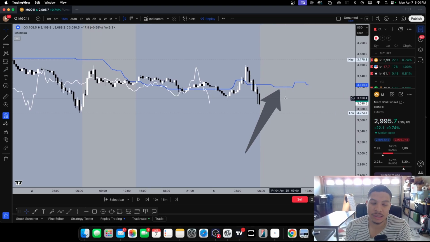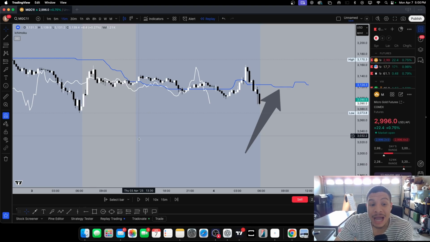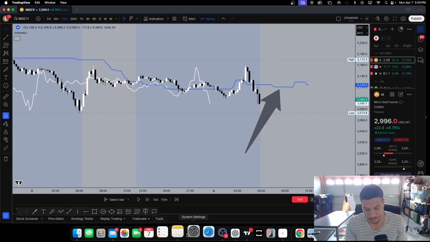This blue line is essentially the average of price, but over a 52 period time frame, right? I believe it's 52 periods. Lead span B, yeah, it's 52 periods. So it's 15 times 52. Let's do that math real quick. 15 times 52 is 780. Why is that important, Marcus? Because that's 13 hours. So that's basically half a day, right?